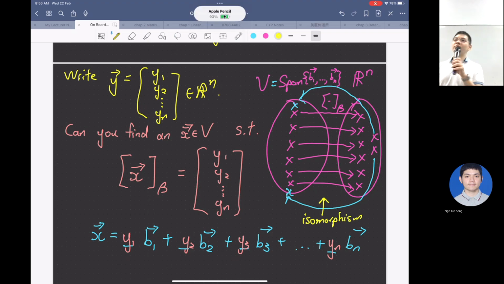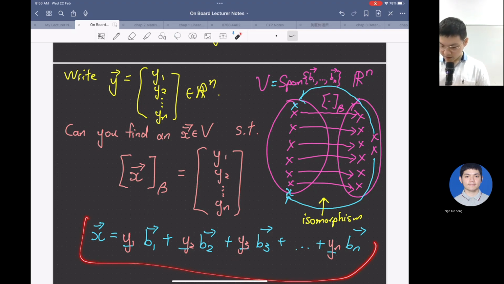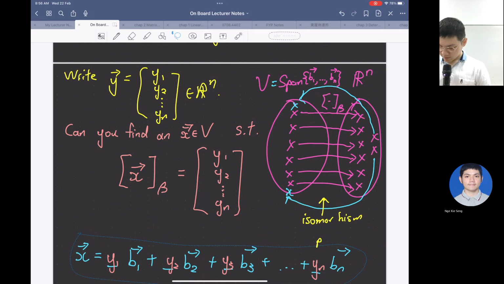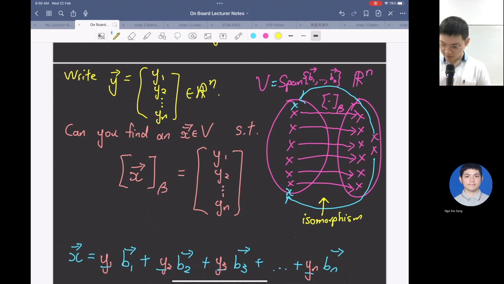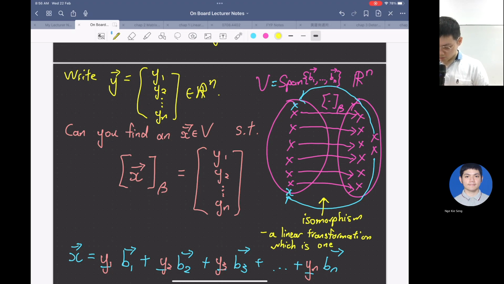In discrete math, we learn about graph isomorphism. In this case, it's a vector isomorphism. What does it mean by isomorphism? Let me write it down. It means that you have a linear transformation which is 1-to-1 and onto.